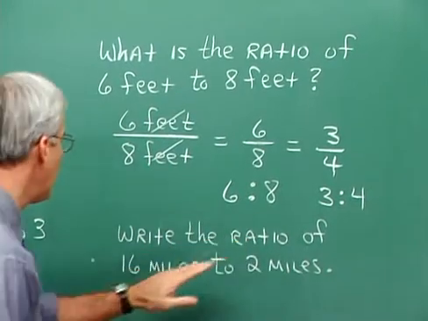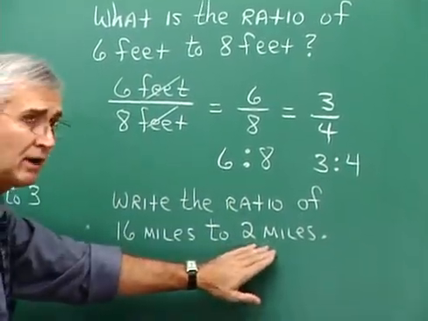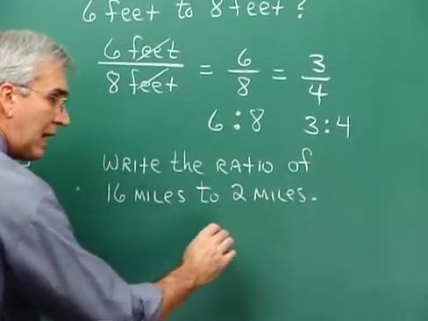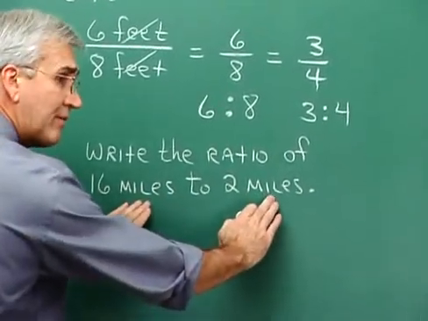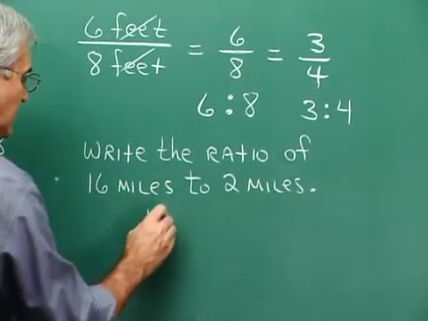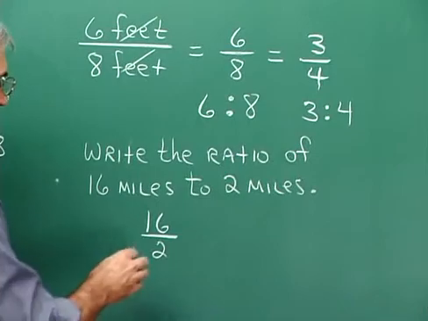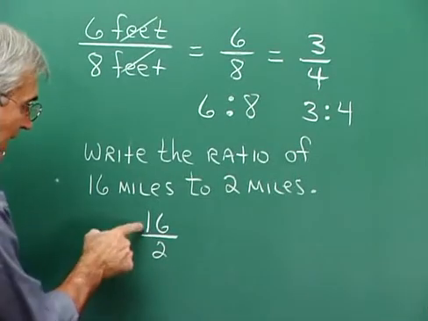Suppose we want to write the ratio of 16 miles to 2 miles. Now we have to be a little careful with this, but 16 miles to 2 miles, now we're dealing with the same unit of measure here, so we can just write 16 to 2 like this. You see, and we reduce to 8 over 1.